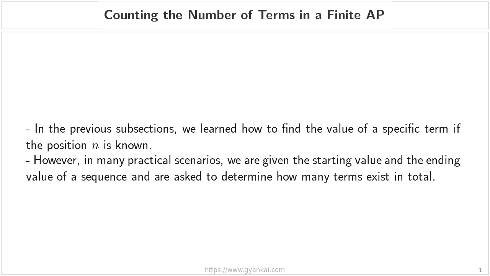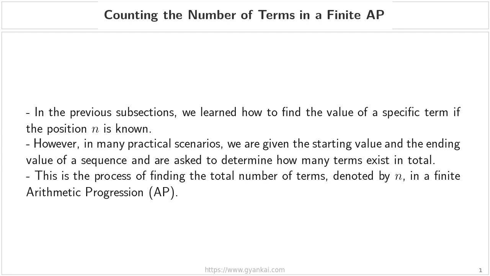Instead of knowing the position, we are often given the starting value and the ending value of a sequence, and our task is to determine exactly how many terms exist in total. This specific process, calculating the total number of terms, which we denote by the letter n, within a finite arithmetic progression, is exactly what we are going to master today.